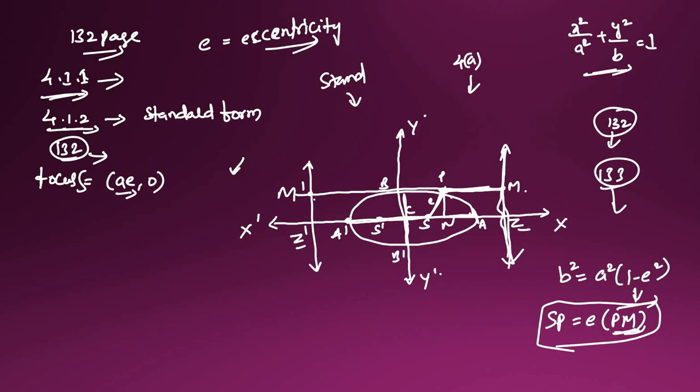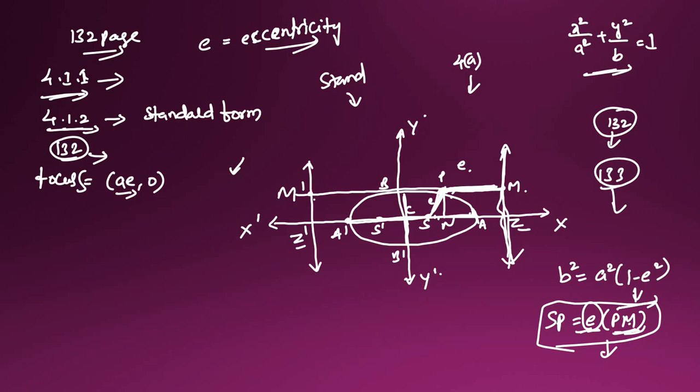Okay, that is PM. e is the eccentricity of this ellipse. The distance SP is equal to e into PM. So this is one formula that relates the eccentricity between these two things, SP equal to e into PM. So this is the eccentricity, e. Now here SP is equal to e into PM.